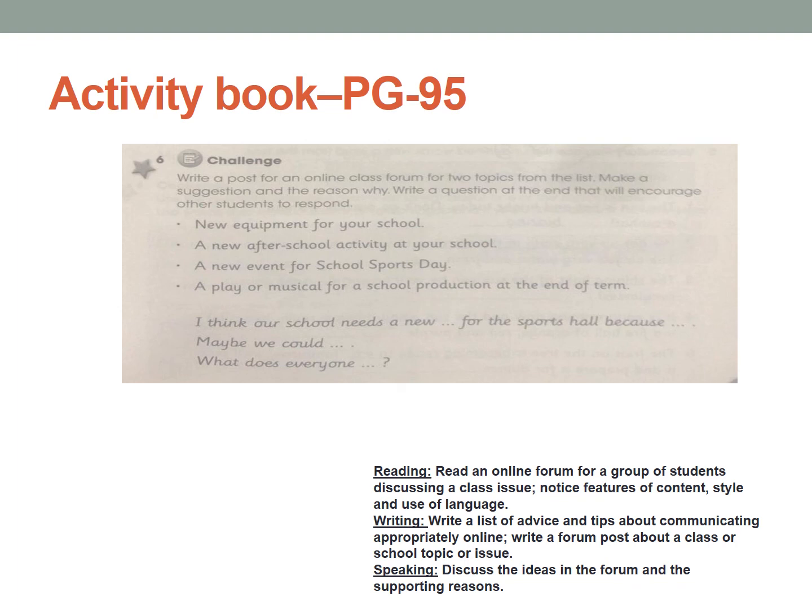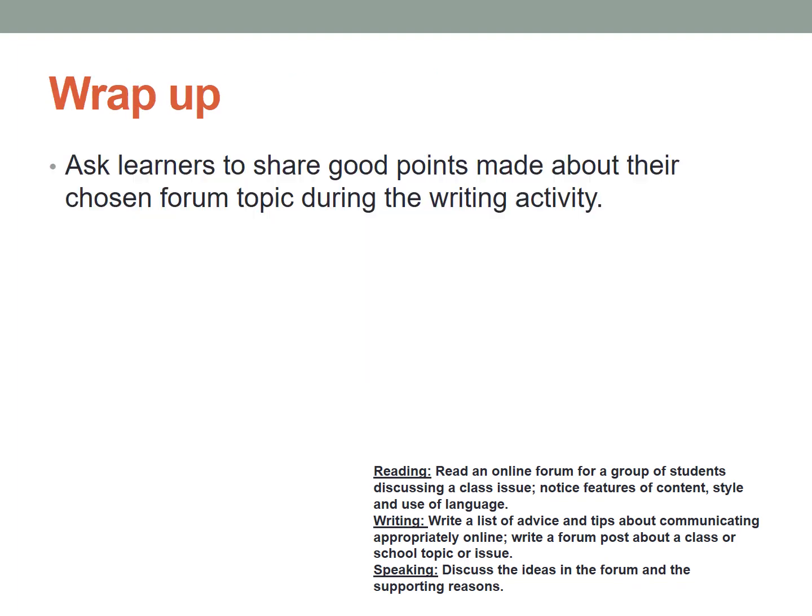There is one example here. I think our school needs a new, what kind of new things you need for sports for all, and why you need it. Maybe we could buy, we can spend money. So if you want to get an idea how to do it, you can go to activity 1 from the activity book, page number 94, where you have written about the forum. Get the idea from there. You can write in the copybook and send me on the Class Dojo.